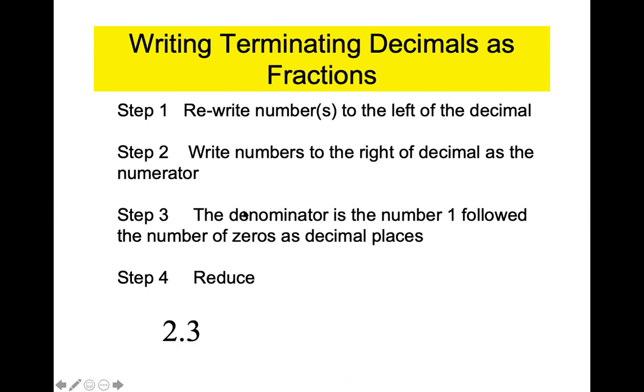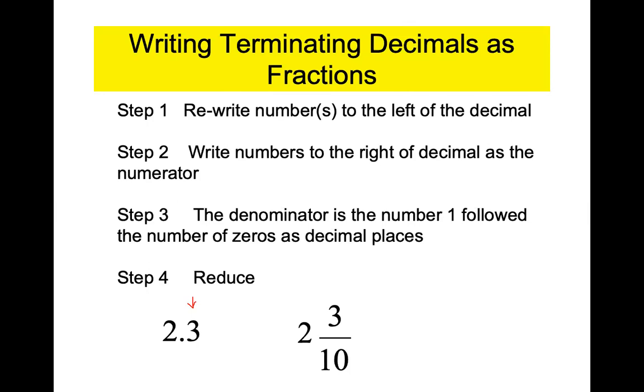One more time. 2.3. The number to the left of the decimal place goes out front. The number to the right of the decimal place goes on the top. And the denominator is a 1 followed by as many zeros as there are decimal places. There's 1 decimal place, so 1 zero. Or 3 is in the tenths place. So 3 over 10. Either one works.